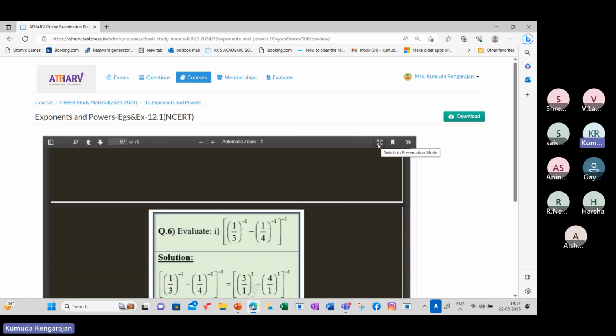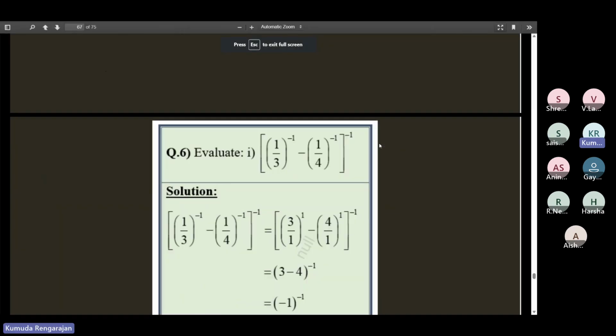You can use this to zoom in. Look at this icon here. You can just tap on this to zoom in.